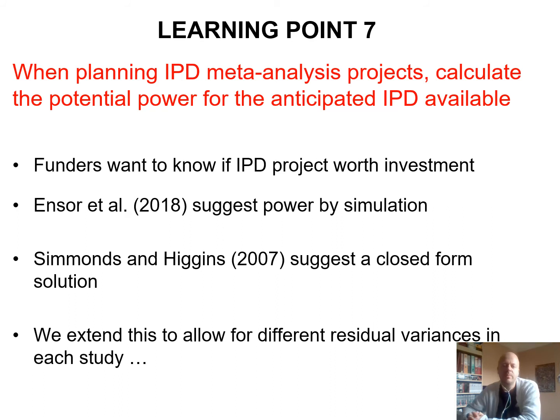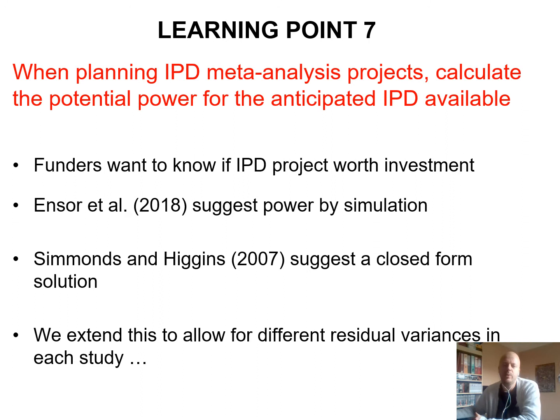So if you've got information about trials in advance of the IPD collection, such as the overall treatment effect, the covariate distribution, so the mean age, the variability of age, the number of participants in each trial, then we can use that information to actually do a power calculation.